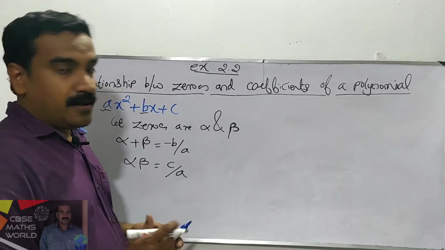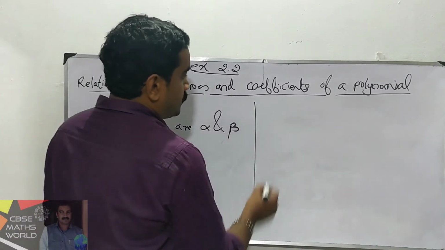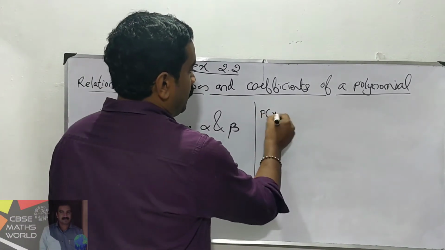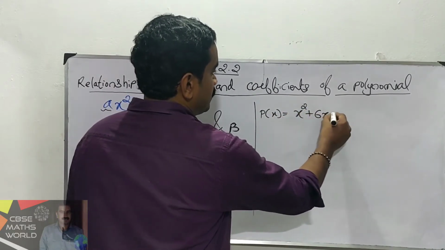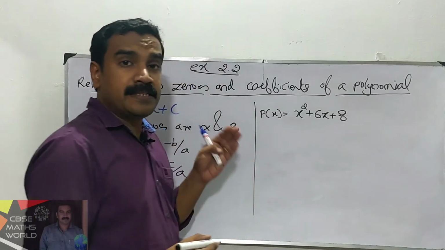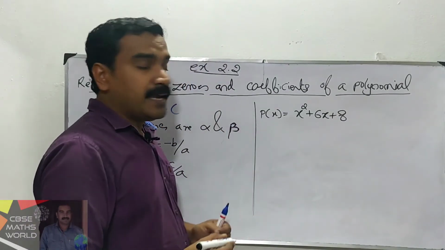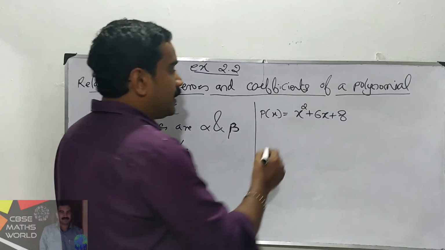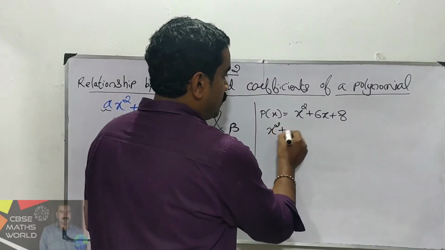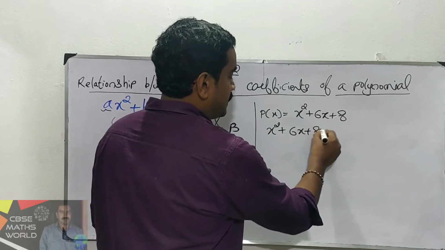With one example, I will clarify this. Suppose there is a polynomial P of x equal to x square plus 6x plus 8. What are the two zeros of the polynomial? How can we find the zeros? Let's equate the polynomial with zero: x square plus 6x plus 8 equal to 0.